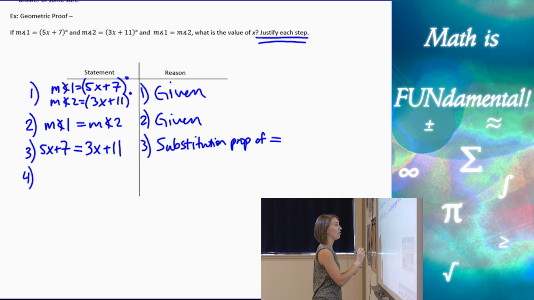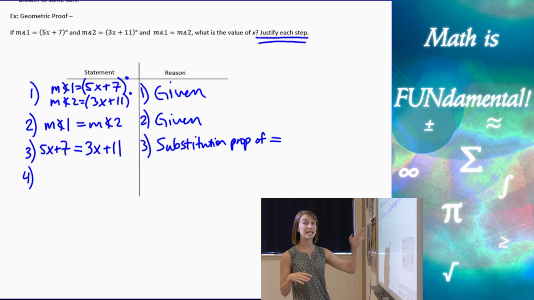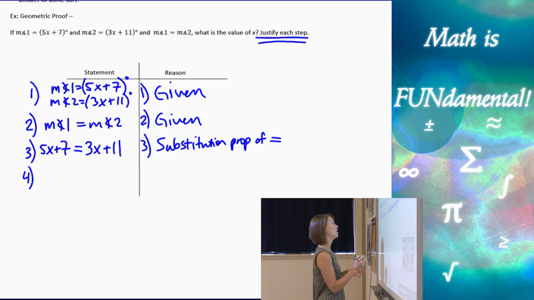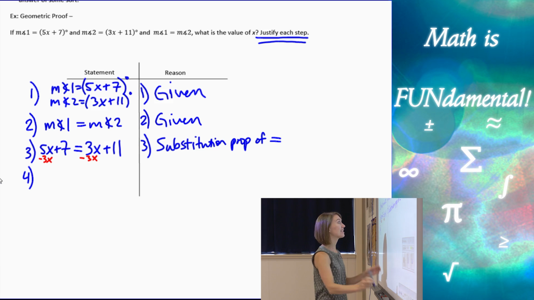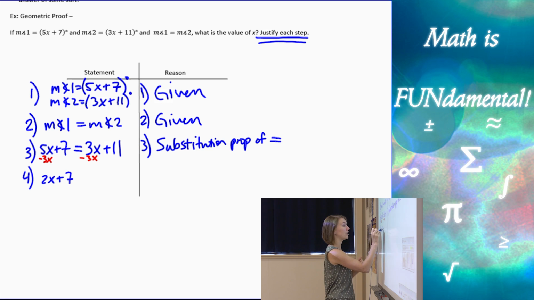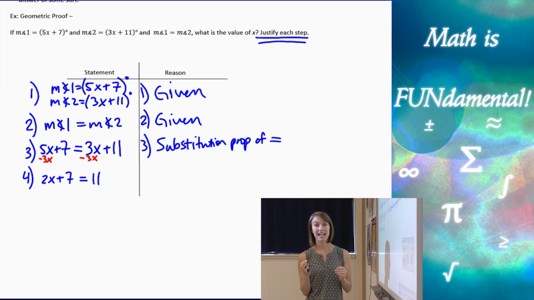All right, now let's solve this like an algebra problem, but we need to use our properties to justify our work. So here, I want to subtract 3x, and we can do the work, but we don't want to count it as a step. So you can do this, and we want to do one step at a time. So my next line of my proof would be 2x plus 7 equals 11. So it's not the actual negative 3x on both sides or subtracting 3x on both sides. That's my line in my proof. But we can show that for our own sake if we want.